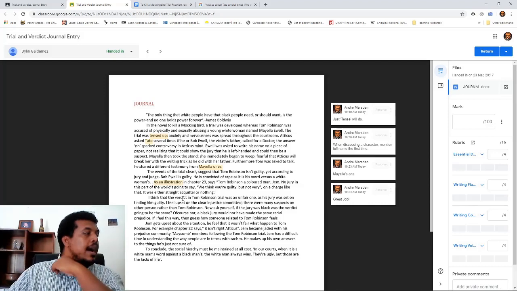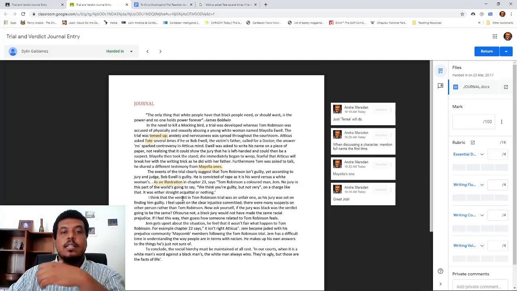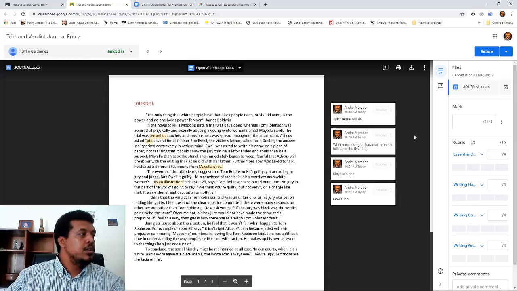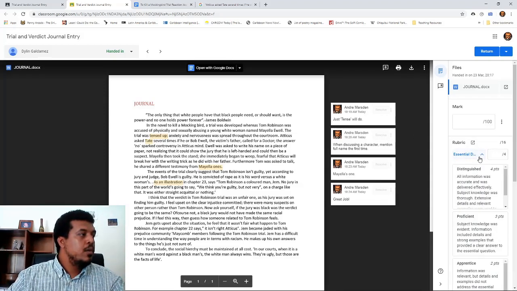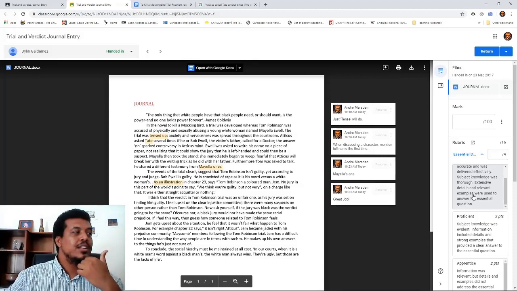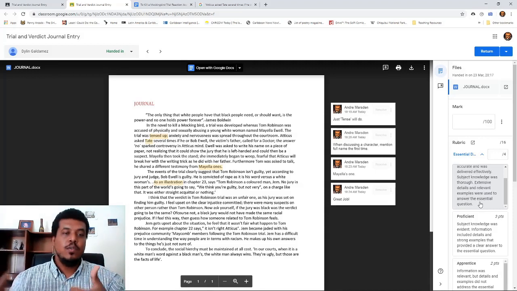Okay, so I can look through these and basically see the progress that you made. And as you guys can see, while I'm doing so, I will essentially be awarding points based on what I see. All information was accurate and was delivered effectively. Subject knowledge was thorough. Extensive details and relevant examples. That's what Dylan showed me. She showed me extensive details and relevant examples were used to answer the essential questions. And the essential questions were to summarize the trial, comment on the results.